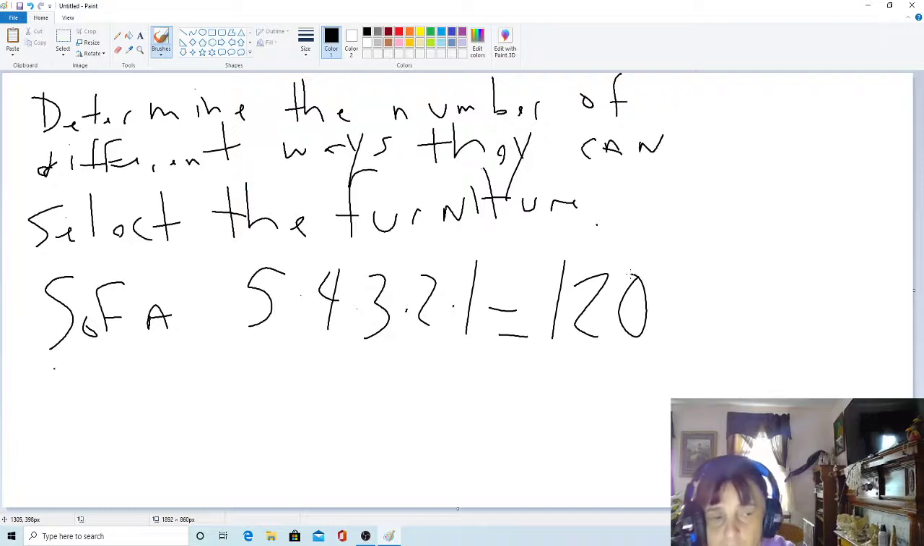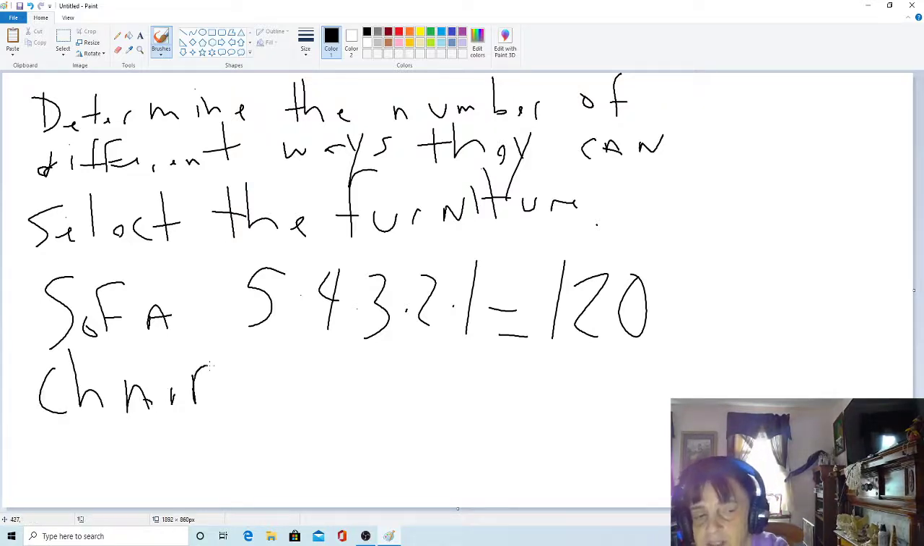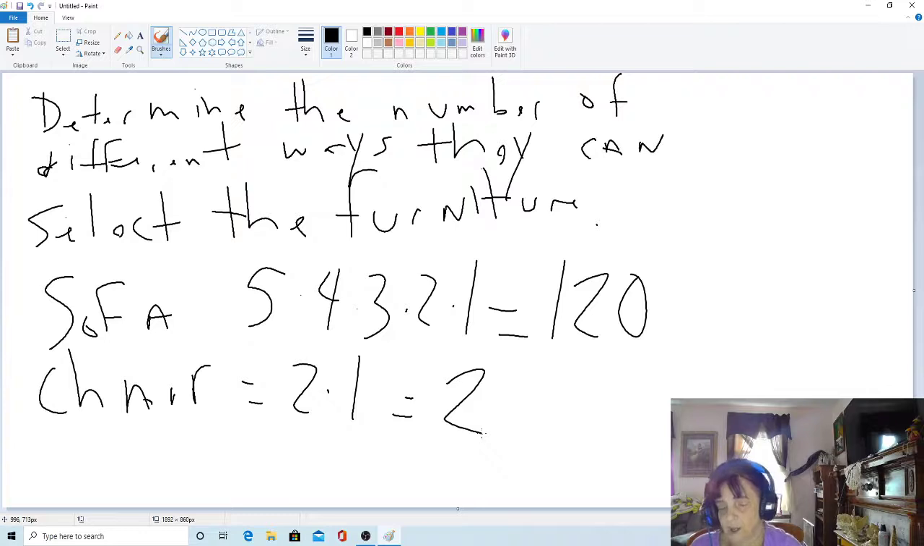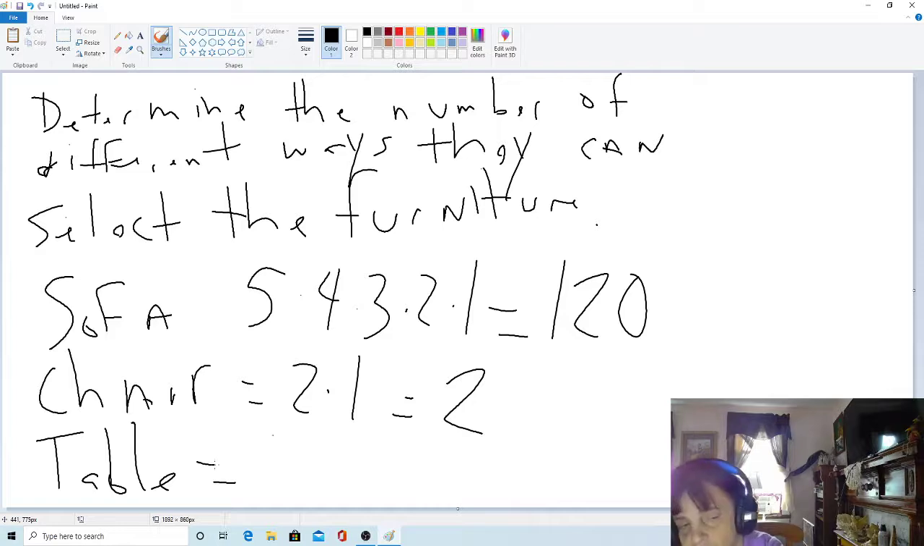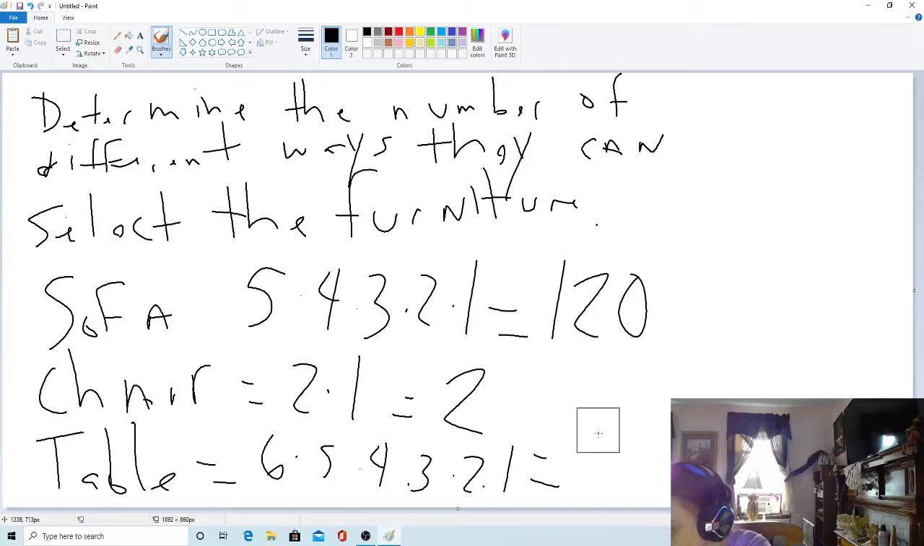And a chair, they have two chairs to select from, so it's two different ways. And a table, there are six different tables. 6 times 5 times 4 times 3 times 2 times 1, which is 720.